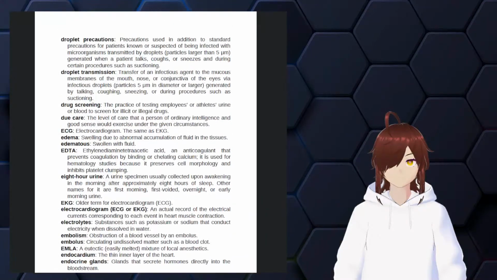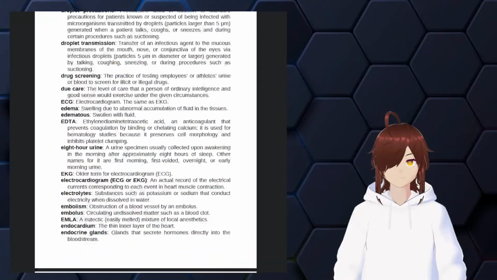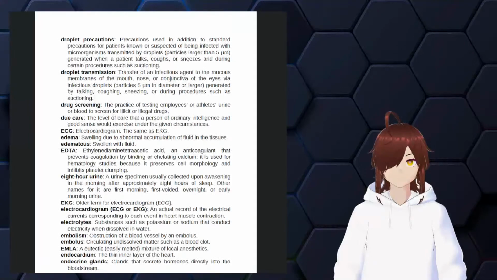Droplet precautions. Precautions used in addition to standard precautions for patients known or suspected of being infected with microorganisms transmitted by droplets, particles larger than 5 micrometers, generated when a patient coughs or sneezes and during certain procedures such as suctioning. Droplet transmission, transfer of an infectious agent to the mucous membranes of the mouth, nose, or conjunctiva of the eyes via infectious droplets, particles 5 micrometers in diameter or larger, generated by talking, coughing, sneezing, or during procedures such as suctioning.